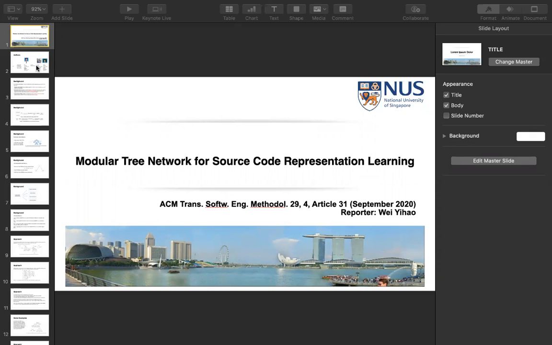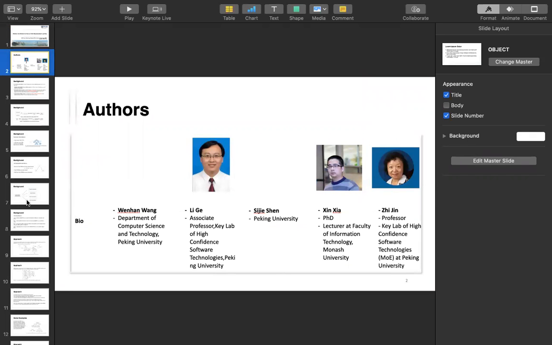And here is some background on the authors of the paper. We can see some familiar names like Li Ge, Xinxia, and Zhijing. Most of them are from Peking University, and I think Xinxia is from Monash University. Monash, yeah.